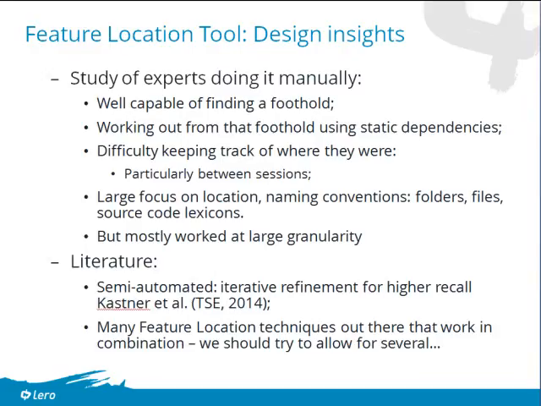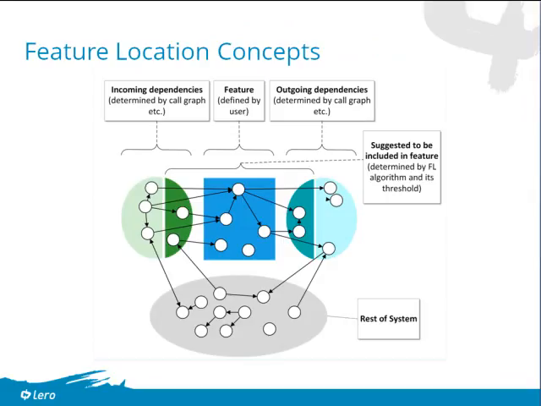We also got some input from the literature. It seemed that it was very hard to have high recall unless you had some sort of manual intervention. So we like this iterative refinement approach idea that Kastner et al. proposed at TSE 2014. We also noticed that in the literature, more recent feature location techniques were where several were used in combination. So whatever tool we should try to develop should allow for several of those feature location techniques at the one time. So this is the sort of concept we came up with for our tool.